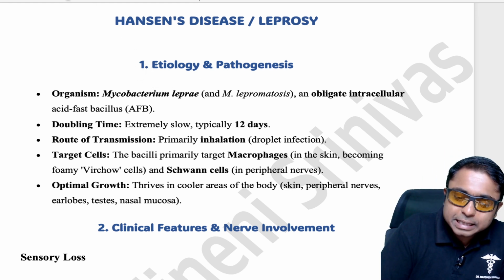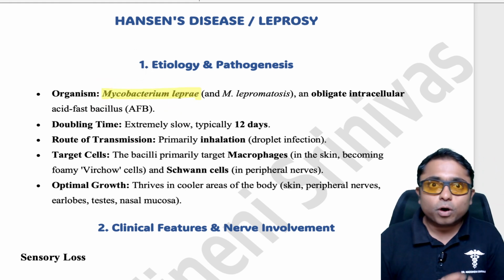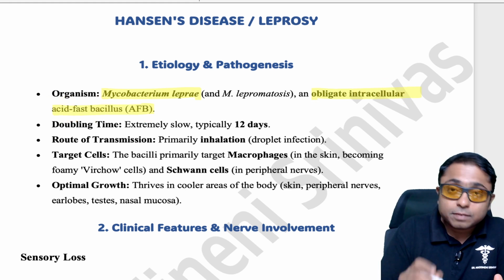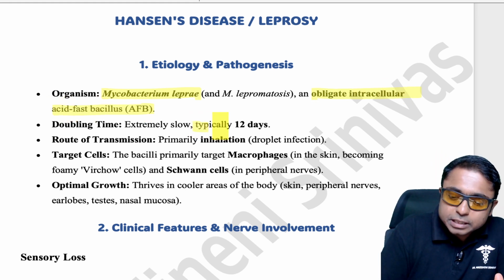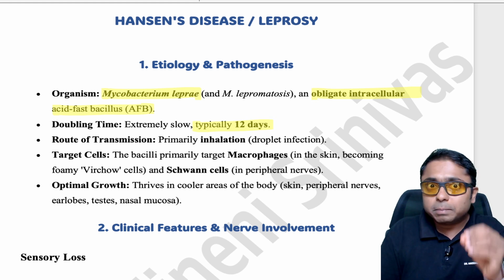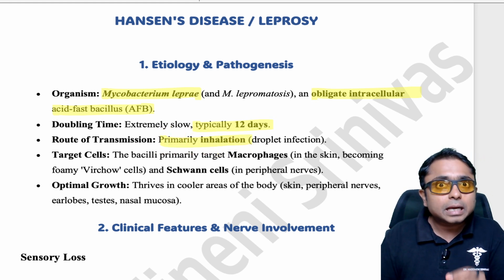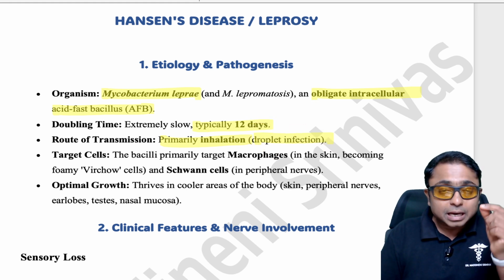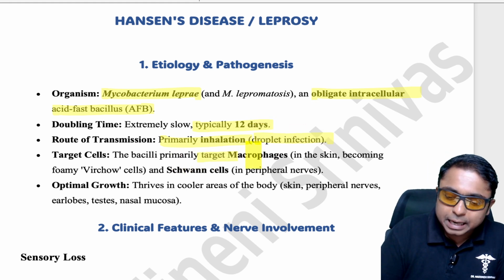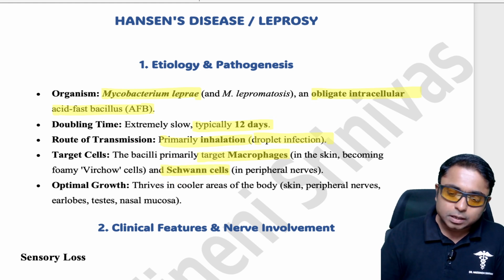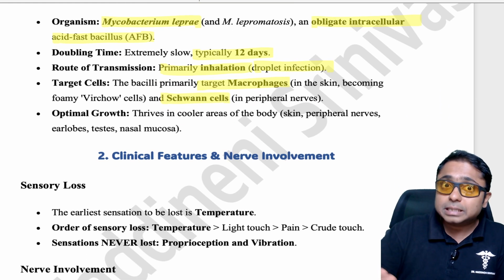So what is the etiological agent? It is Mycobacterium leprae or Mycobacterium lepromatosis, which is basically an obligate intracellular acid-fast bacillus, having a very slow doubling time of 12 to 14 days. The route of transmission is primarily inhalational through droplet infection. The organism primarily targets the macrophages in the skin and also the Schwann cells in the peripheral nerves. That's the reason why there is going to be sensory loss.